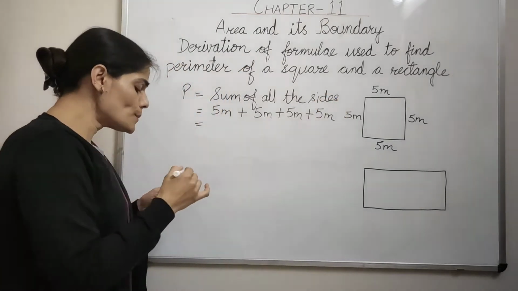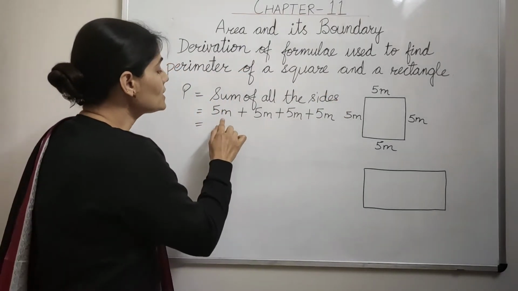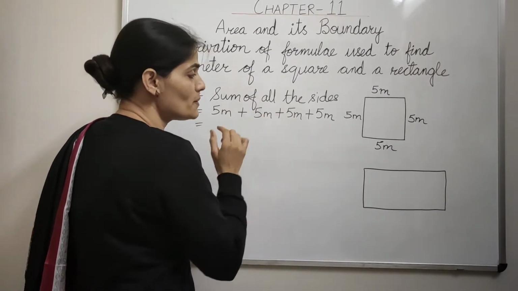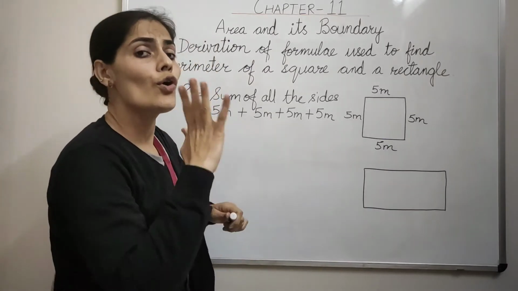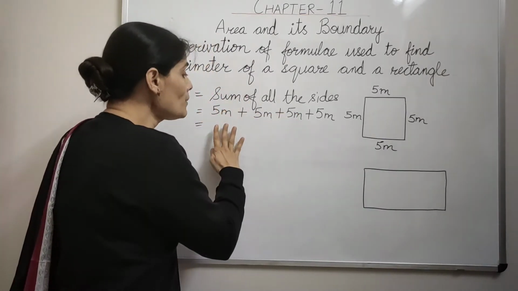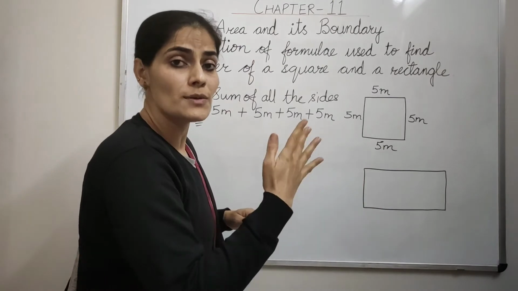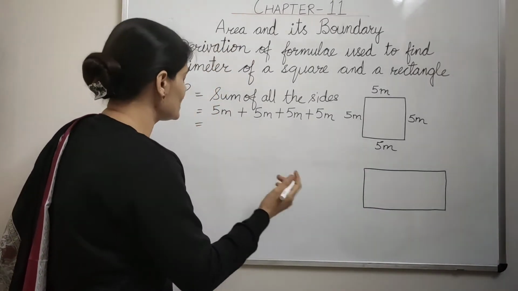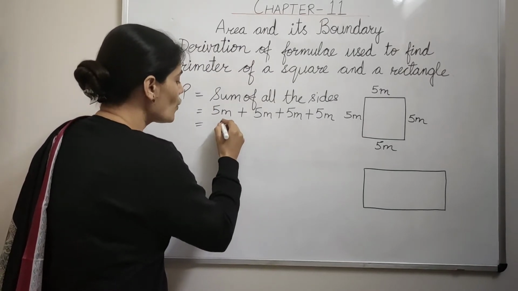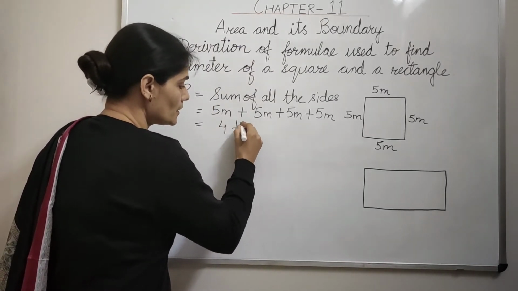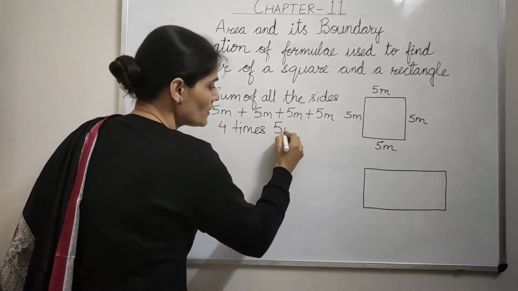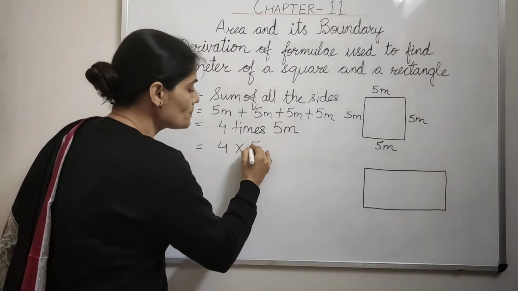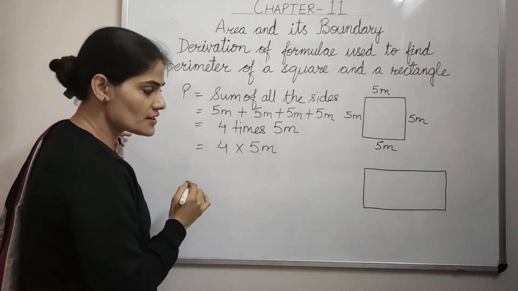So what do you observe, my dear children? That the same length 5 meters is being added how many times? 4 times. So the same number is added 4 times repeatedly. So when we add the same number repeatedly, can I write it as 4 times 5 meters? What does it mean? 4 multiplied by 5 meters.